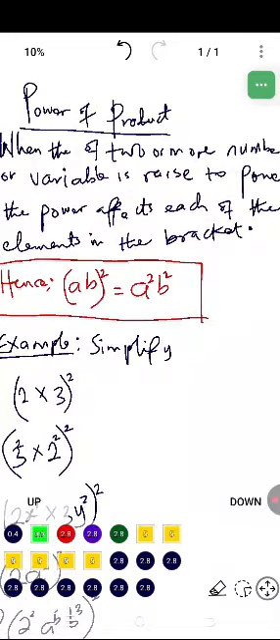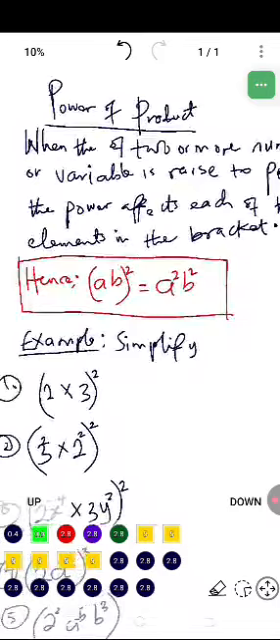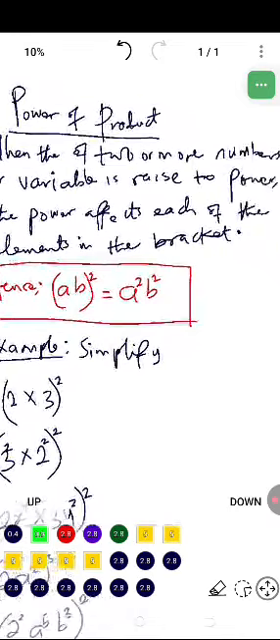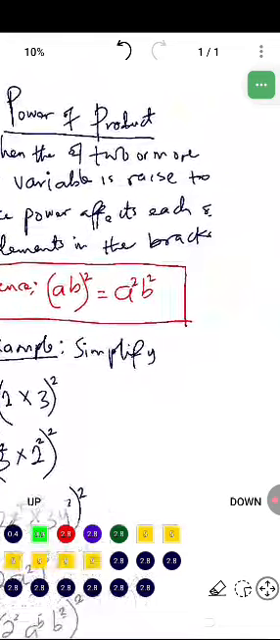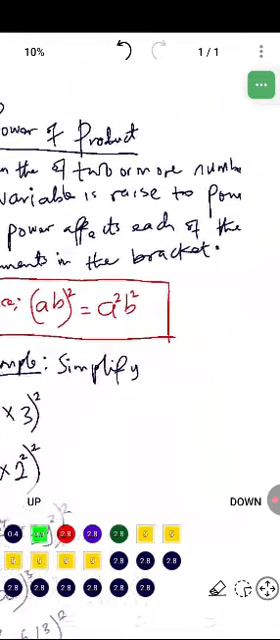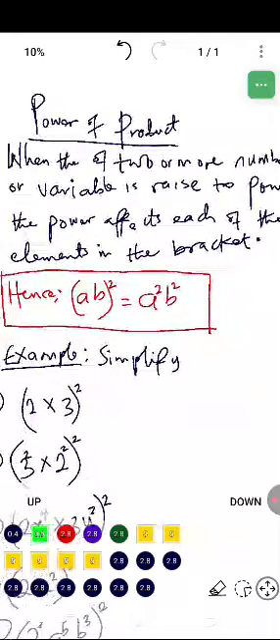We have been considering laws of indices, and today we're taking another law of indices, that is the power of product law. Power of product law says that when the product of two or more numbers or variables is raised to a power, the power affects each of the elements in the bracket.